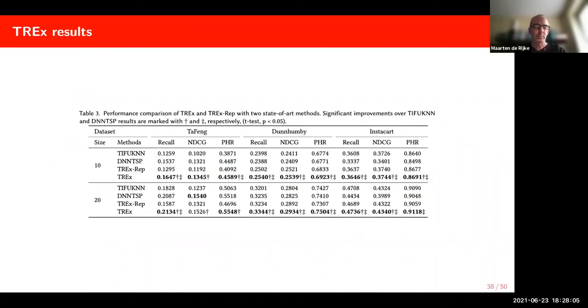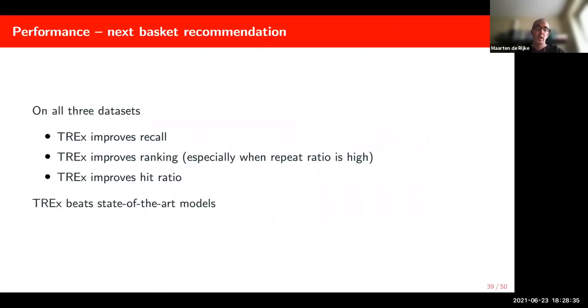Again, a big table, too big for a slide, but again, the main point here is simply using the repeat behavior and exploring only when there's space for it allows you to beat state-of-the-art deep learning-based methods, also state-of-the-art nearest neighbor-based methods. So again, it improved recall, it improved the ranking, it improved the hit ratio on all of the data sets, these next basket recommendation data sets that we looked at. And again, the delta becomes bigger whenever the repetition ratio is higher. So for customers, users who repeat more, this will do a better job than for those who repeat less.